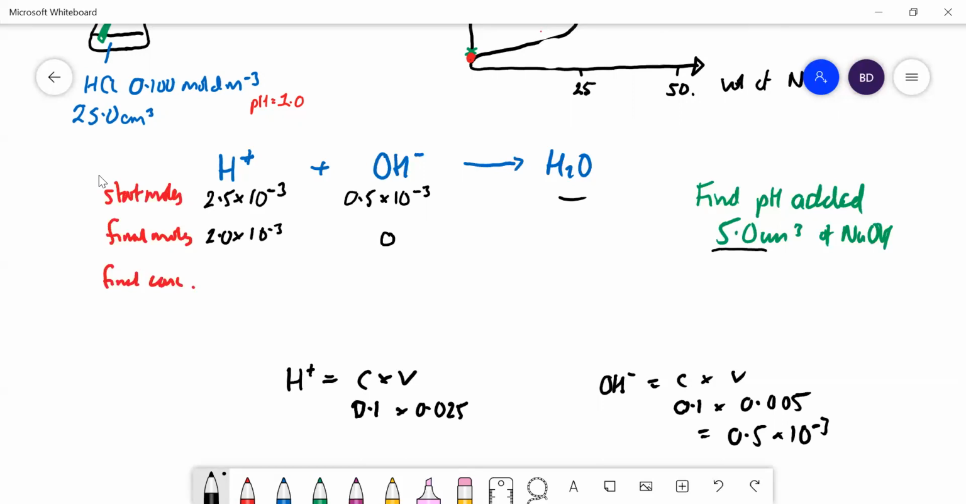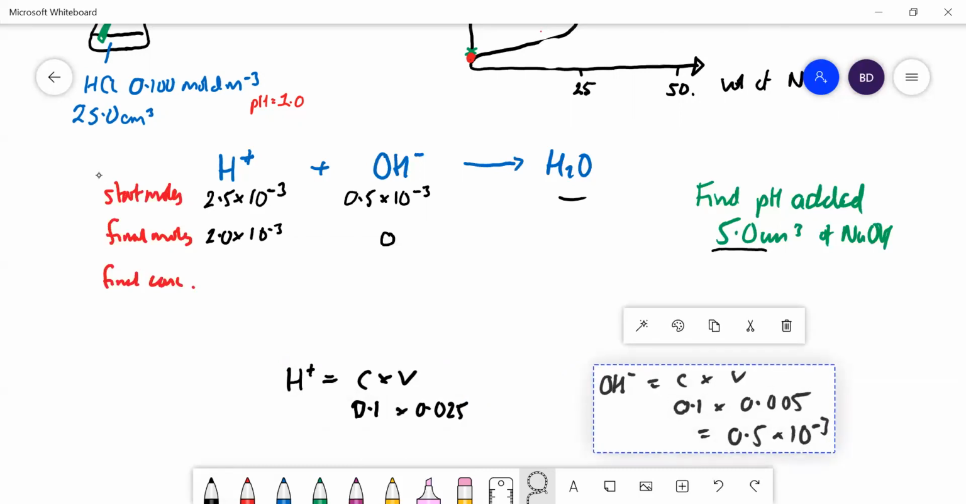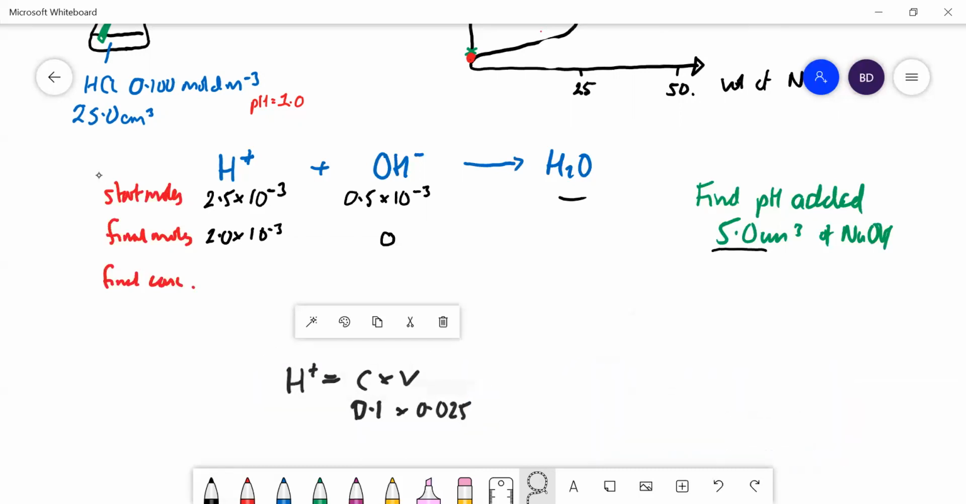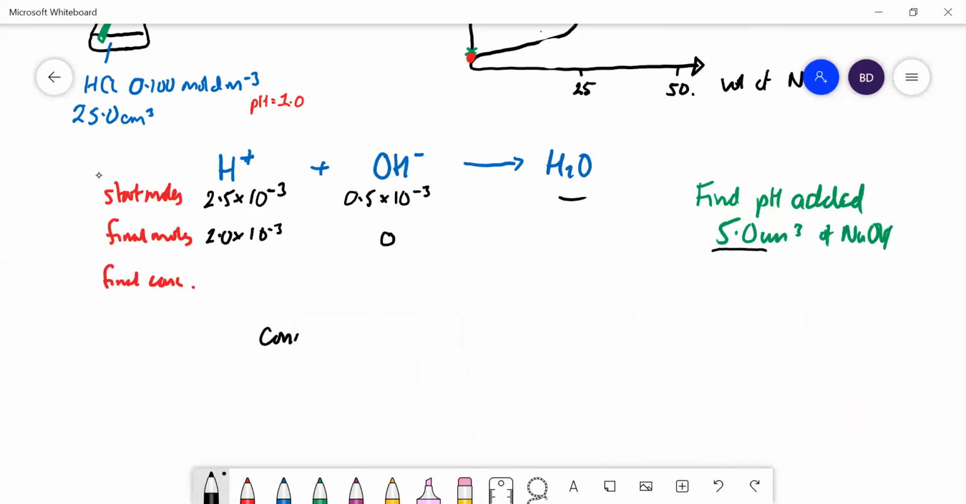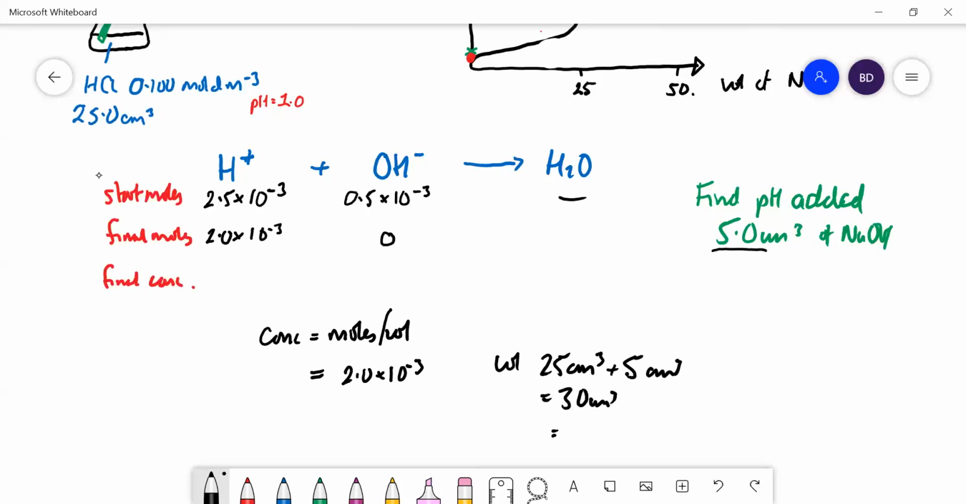Now, the final concentration. Concentration is equal to moles over volume, isn't it? How many moles have we got? We've got 2 times 10 to the minus 3. Now, what's the volume? Well, we started off with 25 centimeters cubed, but we've added 5 to that. So it's 30 centimeters cubed, which is equal to 0.03 dm cubed. So that's over 0.03. So let's do that.